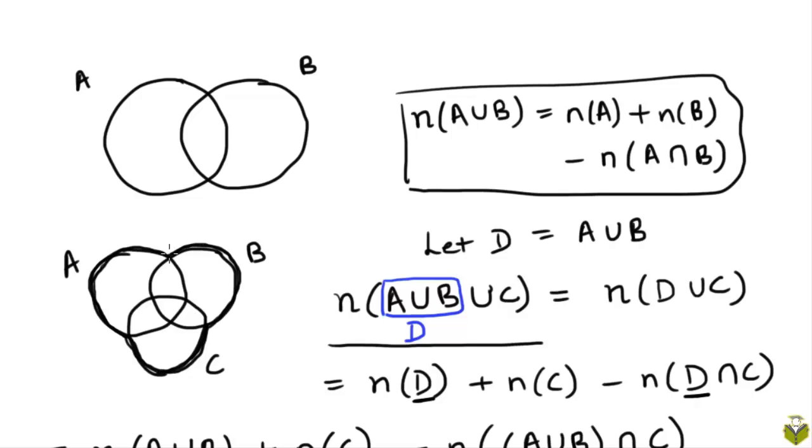enveloping the three sets. For convenience, let me mark the regions in this Venn diagram. This is region 1, this is region 2, this is region 3, this is region 4, this is region 5, this is region 6, and this is region 7. We want to make sure that in the expression that we will be deriving on the right hand side, the elements in each region are counted exactly once. They are not double counted or triple counted or under counted.